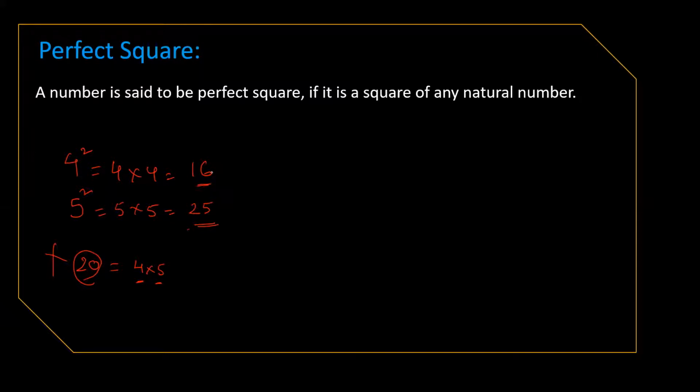16 is a perfect square. Why? Because we are multiplying the same number. We are finding the square of a number. So, 16 is a perfect square of 4 and 25 is a perfect square of 5. 20 is not a perfect square. And let's take one more example.